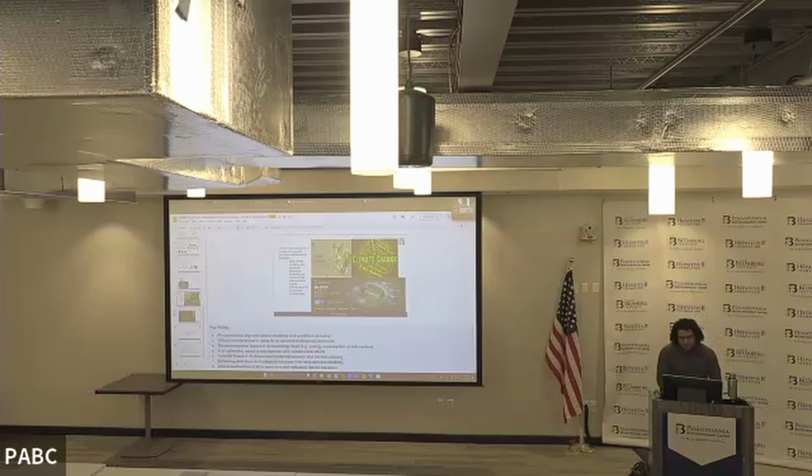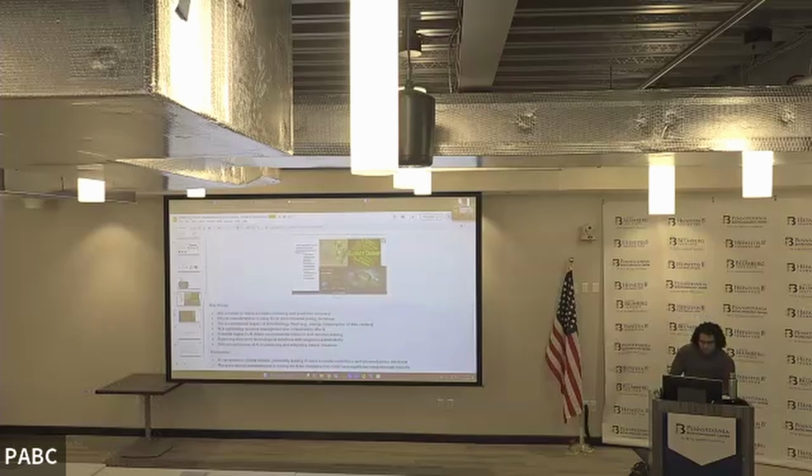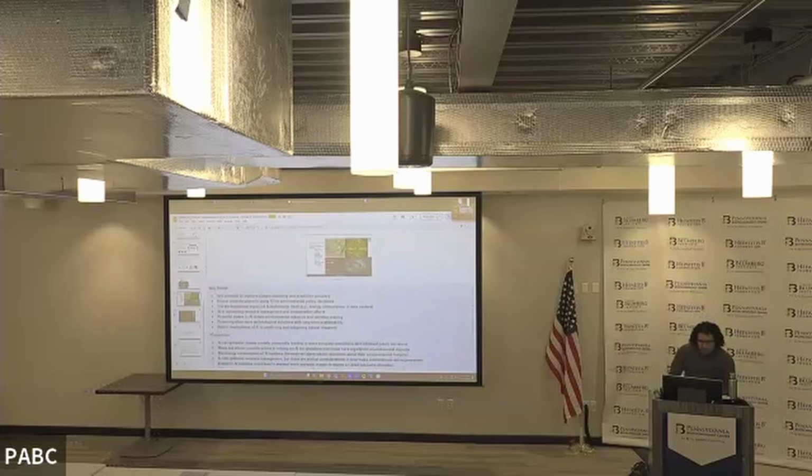So the ethical implications of AI in climate science and in environmental research. Subtopics here: AI and climate modeling and prediction, balancing technological solutions with environmental impact, ethical use of AI in resource management. Key points here: AI's potential to improve climate modeling and prediction accuracy, which is a good thing, right?